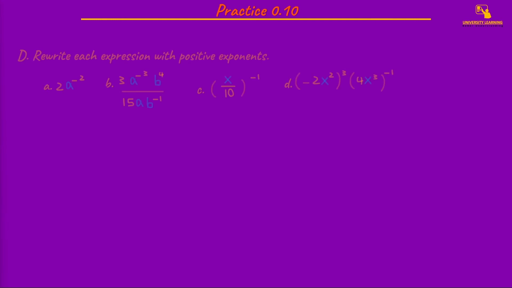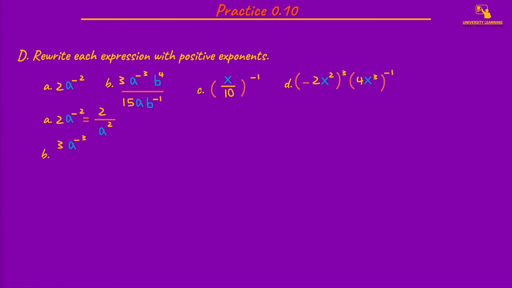Let's move to point D from practice 0.10. Rewrite each expression with positive exponent. In point A, we have 2 multiplied by a to the power of negative 2. Since we have a variable that is to the power of a negative number, we are going to make it in the denominator. So we will have 2 over a squared. In point B, we have 3 multiplied by a to the power of negative cube multiplied by b to the 4th power, all over 15 multiplied by a and multiplied by b to negative 1st.